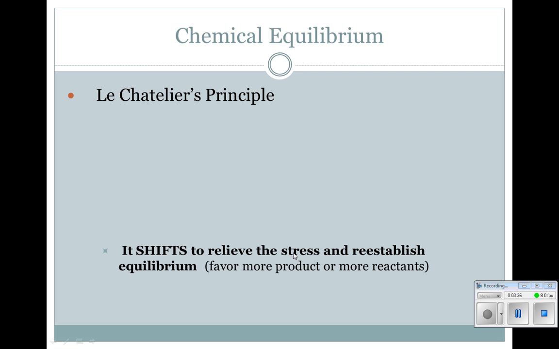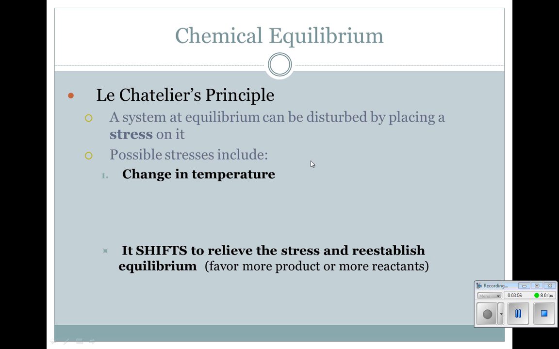So what we're going to talk about now is what would happen if I added a stress onto a system at equilibrium. So what does a stress mean? It's just a disturbance, anything that would disrupt equilibrium, a change that we would add to the system. So that includes things like change in temperature, change in concentration, or change in pressure. So these are the three things we're going to talk about that can change equilibrium.